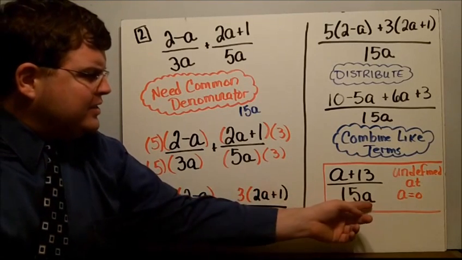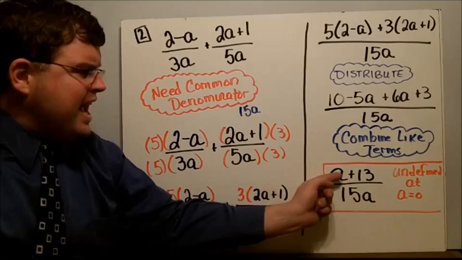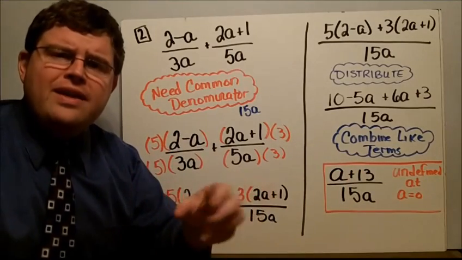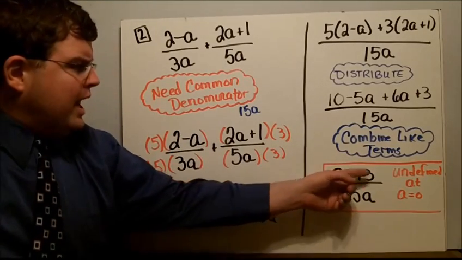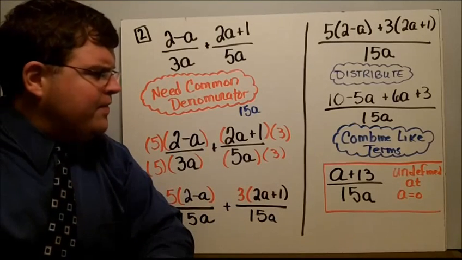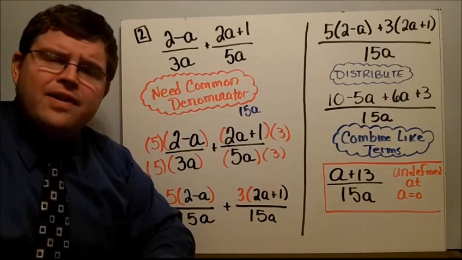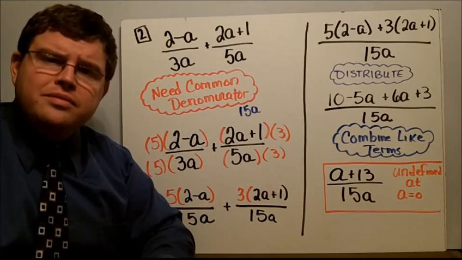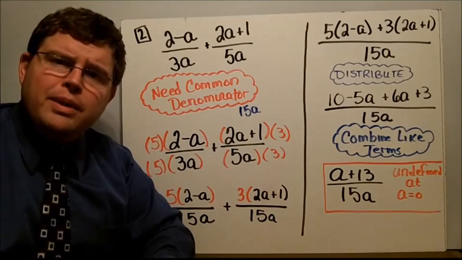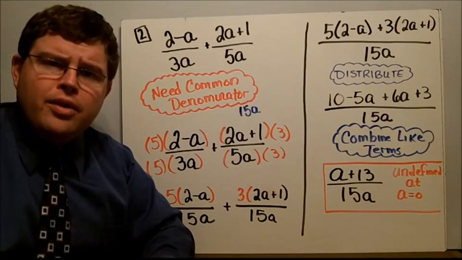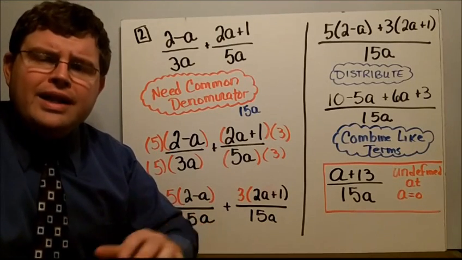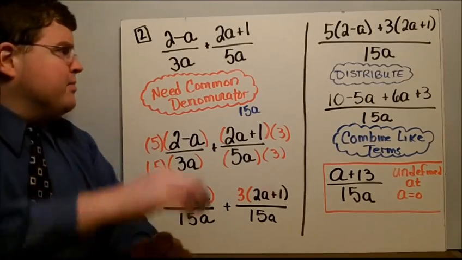I cannot cancel these a's at all because the a plus 13 is one thing. They go together. So I just have (a plus 13) over 15a, and we can't forget our undefineds. It's undefined when a equals 0. Now if your head is spinning a little bit at this point, that's perfectly normal. Just hang in there, you will get the hang of it. It takes a little bit of practice.